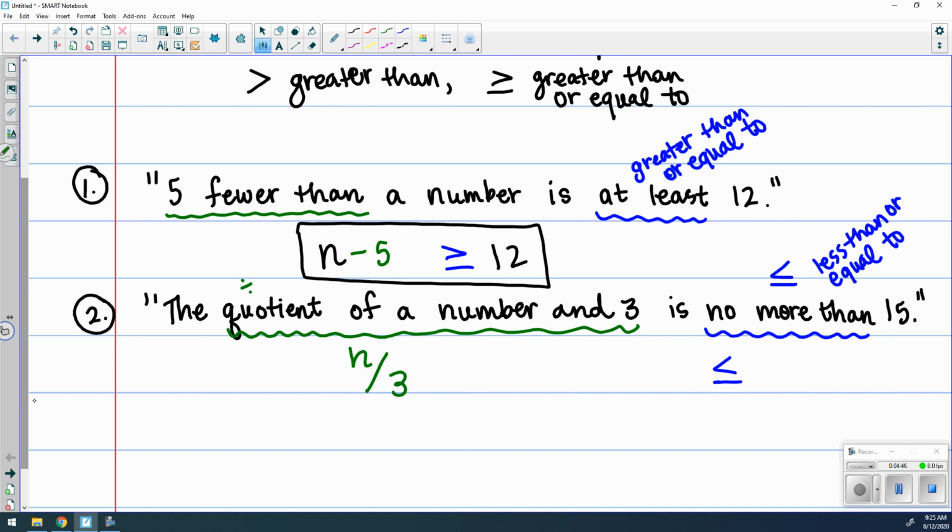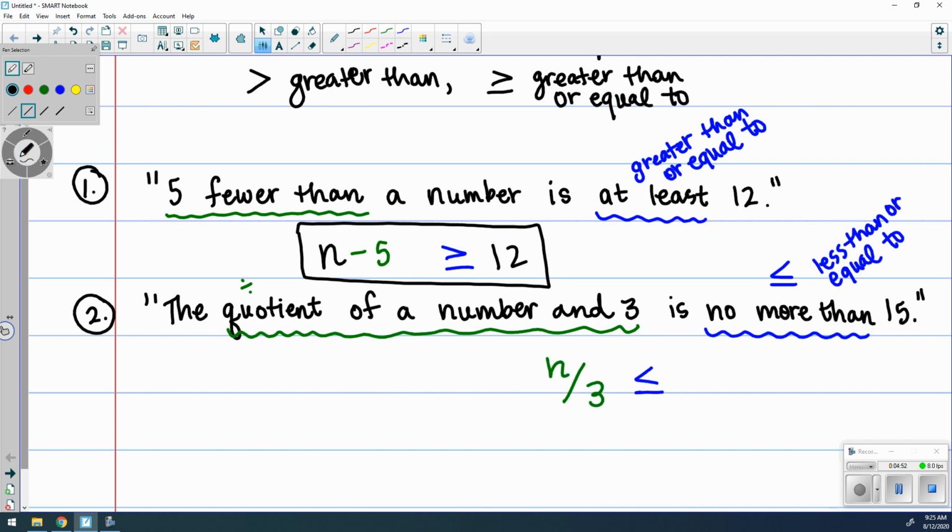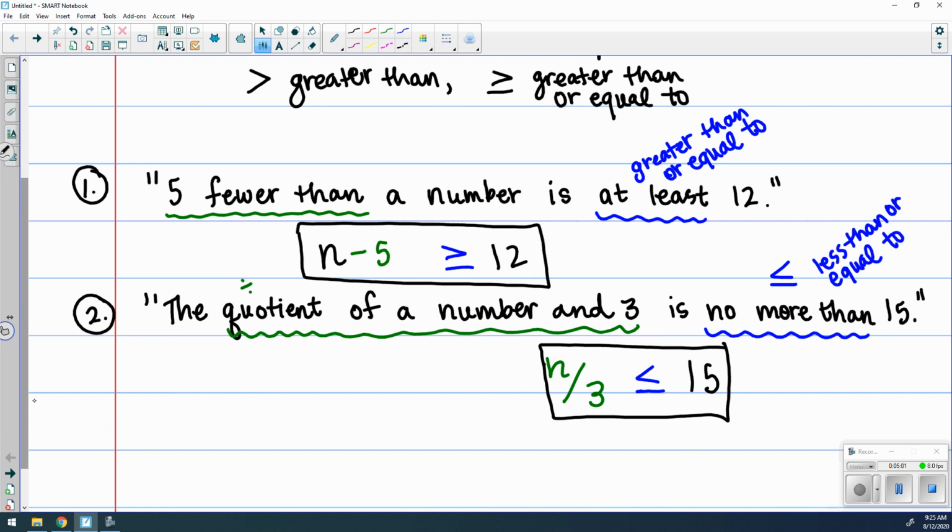All right, I think I'm about ready to wrap this up. In fact, what I'm going to do is slide this over here, and then put a 15 on the end, and I'm done. What I've done is written a statement for the quotient of a number and 3 is no more than 15, so it's less than or equal to 15.